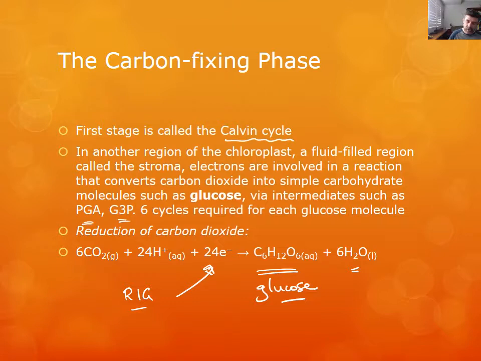Now this occurs in the stroma, which is a fluid-filled region, and obviously there need to be transporters carrying these ions or electrons from one to the other. Without going into them in too much detail at this stage, ADP, ATP, and NADP and NADPH are the ones doing a lot of the transporting from one of these systems to the next.